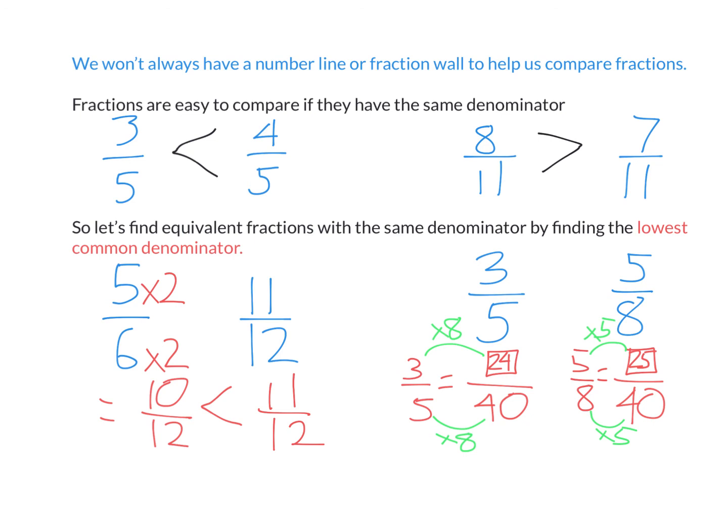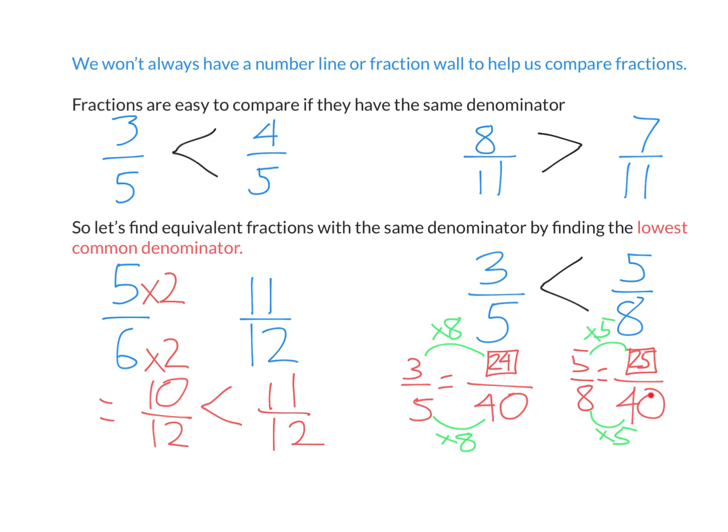Same value and everything. So 3/5 is 24 over 40. 5/8 is 25 over 40. Clearly this one is bigger. 25 over 40 is bigger than 24 over 40. So remember, the crocodile eats the bigger number. I want the crocodile to eat the 5 over 8. So we go like that. That says 3/5 is less than 5 over 8. The reason is because 3/5 is 24 over 40, but 5/8 is 25 over 40.